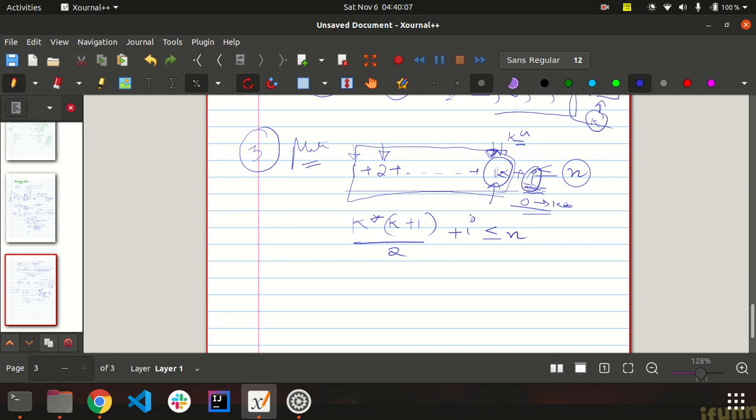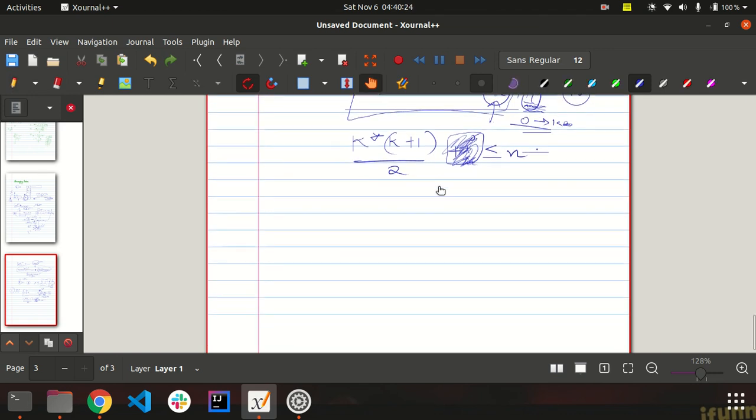Now we have to remove this. We don't have to count this, right? Because that is what our question says, right? Now this particular equation can be solved. Plus k plus 1 is equal to 2n, and k square plus k plus 1 minus 2n, correct?